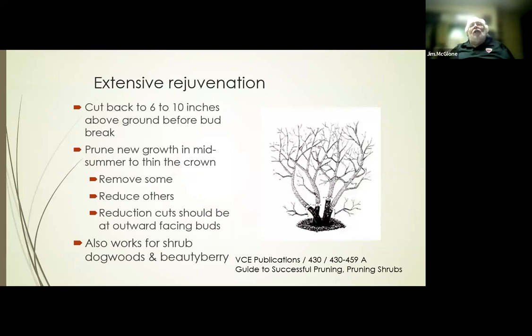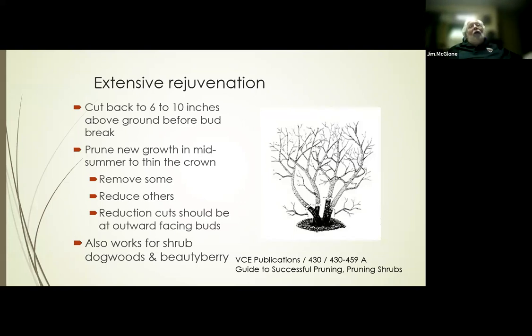One of the things that you might do with some of your shrubs is what's called extensive rejuvenation. And some of them, like the shrub dogwoods, actually like you to do this because they evolved under heavier herbivory, where things like white-tailed deer and elk and moose are doing this to them naturally. With this process, you cut everything down to about 6 to 10 inches above ground before bud break. Then as it resprouts, you manage those new sprouts, making removal cuts or reduction cuts, depending on the type of shrub, and whether or not you want this to be growing into the middle or out.